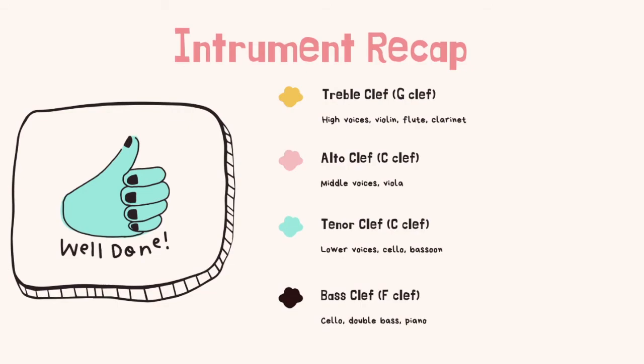The next one, the tenor clef, is also a C clef. That's for lower voices, and that's the upper register of things like a cello and a bassoon. And finally, we have the bass clef all the way at the bottom there. That's an F clef. And cellos, double basses, pianos, bass guitars, all of them use the bass clef for their notes.